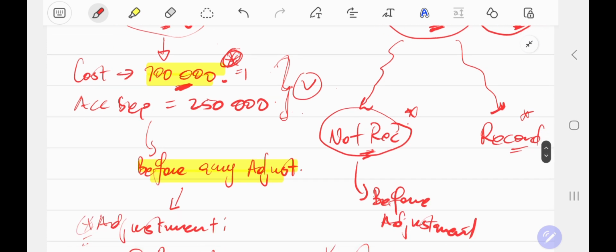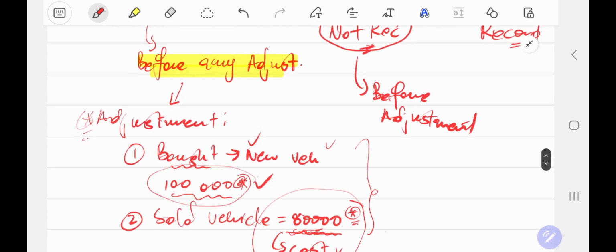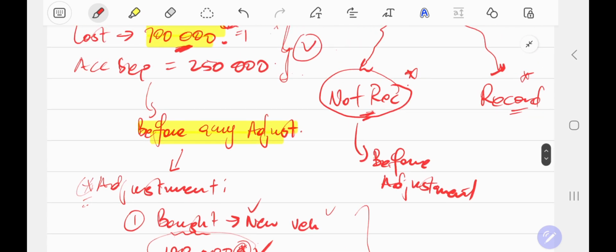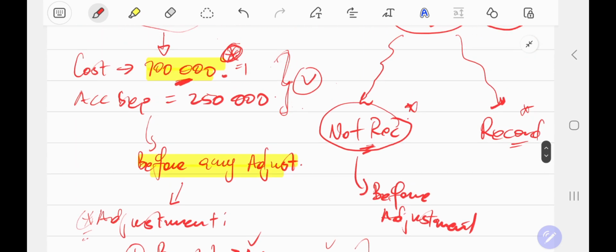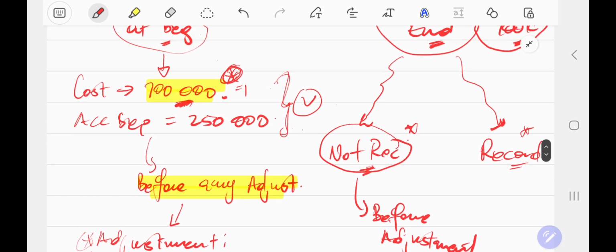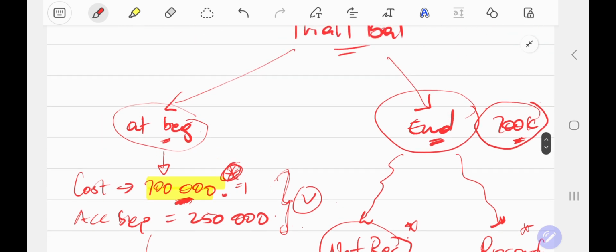If the transaction was recorded and you are buying, it means that the cost of the new vehicles is included in the cost in the trial balance. And if you are selling, it means that the cost of the vehicle you are selling has already been subtracted in the amount given at the end of the year. So that's how you work this out, guys. I hope this part makes sense.